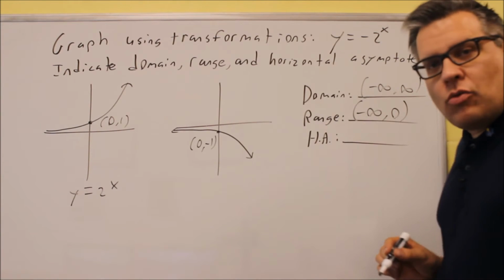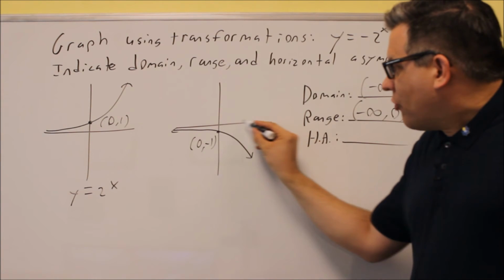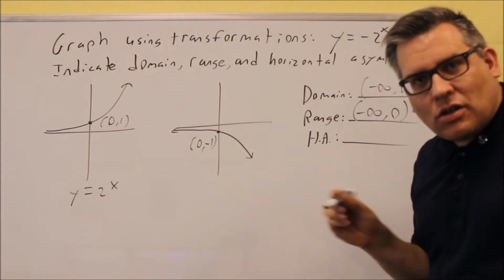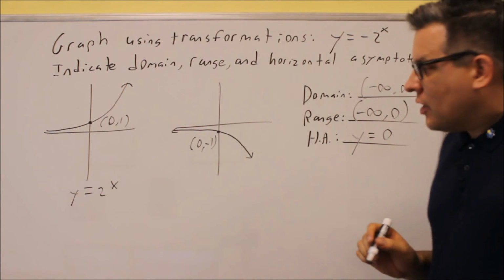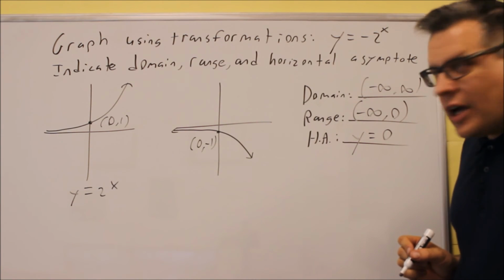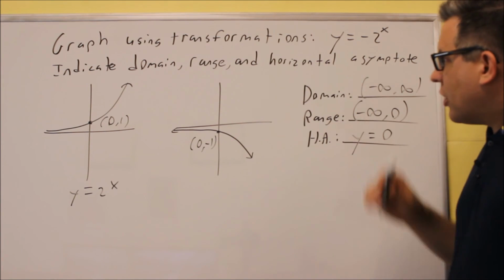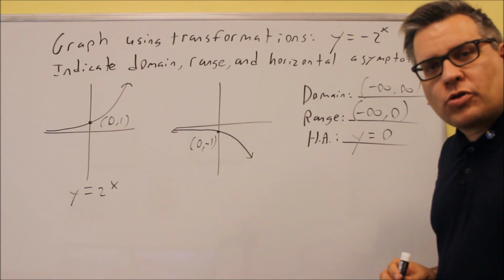The last thing is they want the equation for the horizontal asymptote. And so from this, if we just look at it, we can tell it's going to be the x-axis, and we say that by y equals 0. So this would be your horizontal asymptote, and this is only a one-step transformation, so the next problems we'll look at will involve a couple more transformations.